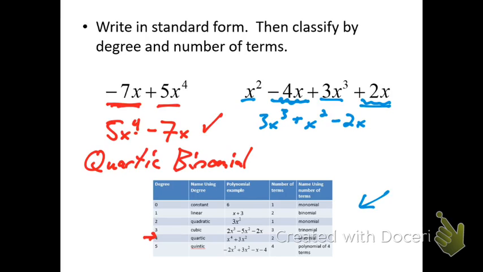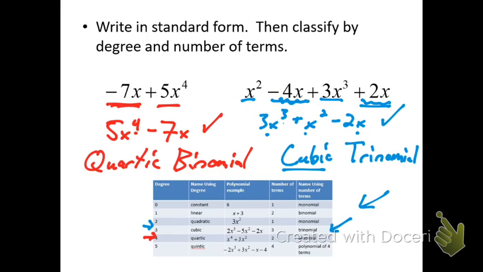So the highest degree is a 3. So that means it is a cubic. And then it has 1, 2, 3 terms. 3 terms once you simplify. So that means it is a trinomial. So 3 things I have: in descending order, classified it by degree, and classified it by the number of terms.